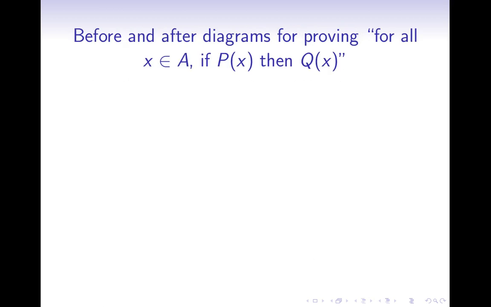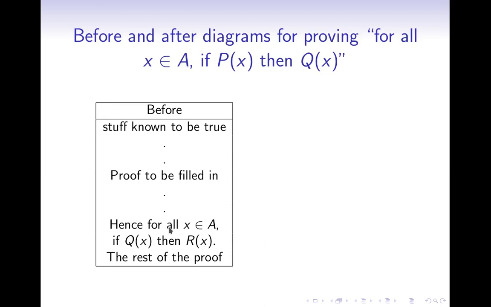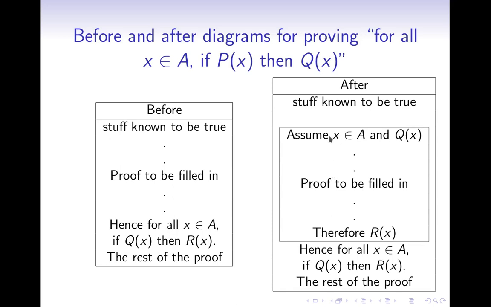Here are the before and after diagrams. Before, we are hoping to prove for all x in A, if Q of x then R of x. After using this principle, we have added what's in the inner box: assume x is in A and Q of x. There will still be a gap here most of the time, and once you've proved R of x, you will have succeeded in proving for all x in A, if Q of x then R of x.